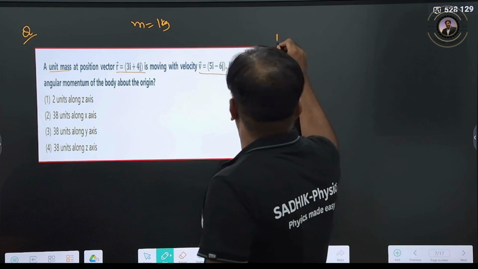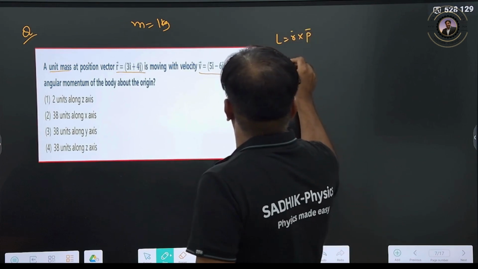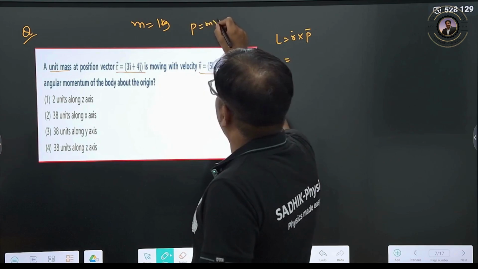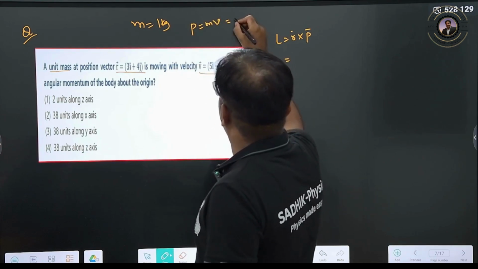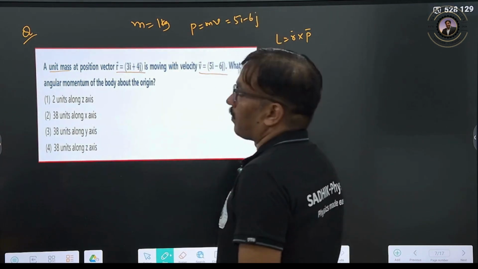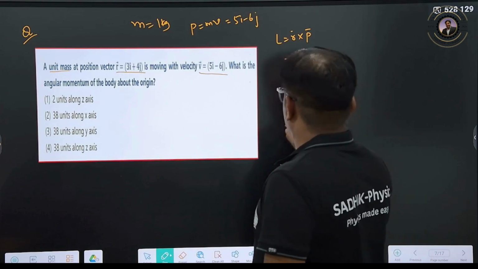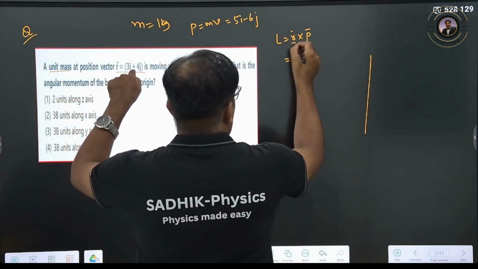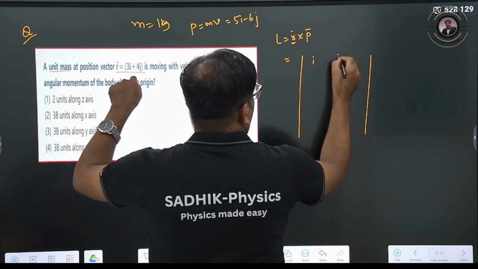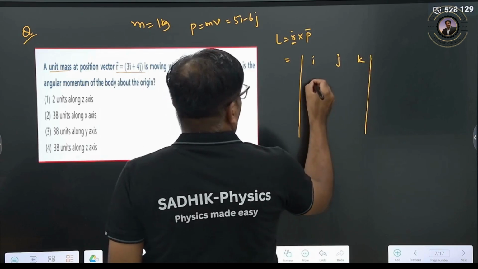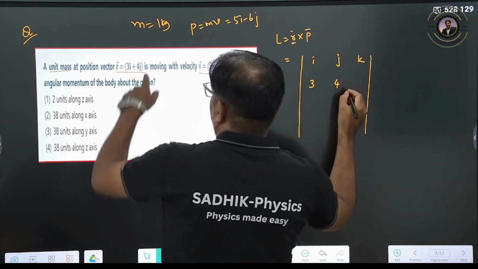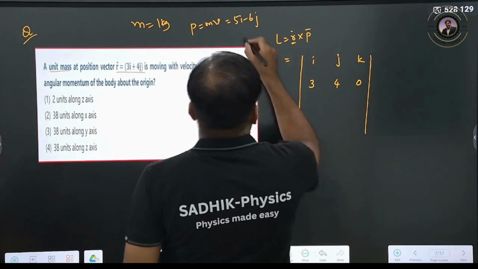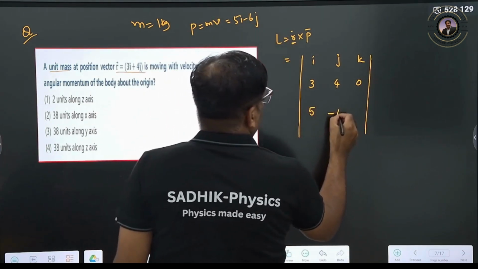Angular momentum is nothing but r cross p, so you can rewrite it. p is nothing but mv. Here m is 1 kg, and p is 5i minus 6j. So you can do the cross product of r cross p. How to do the cross product? You first have to write the r vector as i, j, k. The r vector is given, so it will be 3, 4, and since the k cap is not there, it is taken as 0. Now the momentum is given as 5i minus 6j, therefore 5, minus 6, 0.